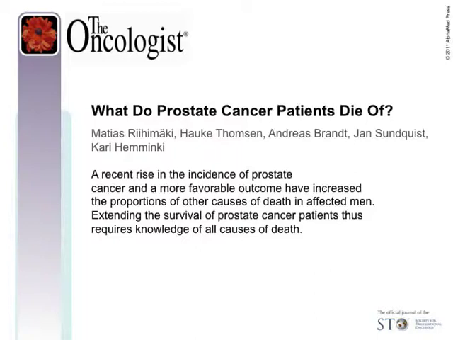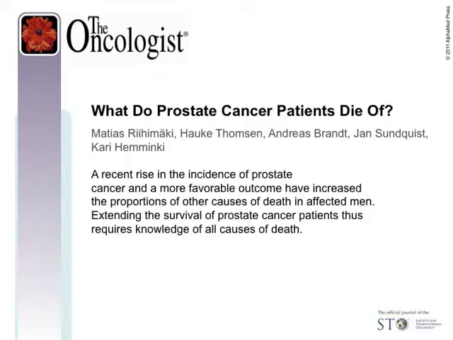Genitourinary cancer, prostate. What do prostate cancer patients die of? Matthias Riamaki, Hauke Thompson, Andreas Brandt, Jan Sundquist, Kari Heminki. Division of Molecular Genetic Epidemiology, German Cancer Research Center, DKFZ, Heidelberg, Germany. Center for Primary Care Research, Lund University, Malmö, Sweden. Stanford Prevention Research Center, Stanford University School of Medicine, Stanford, California, USA. Keywords: prostate cancer, cause of death, comorbidity, regression analysis.